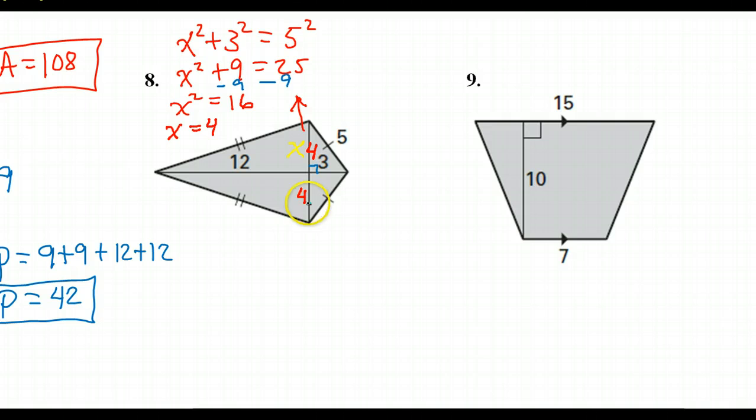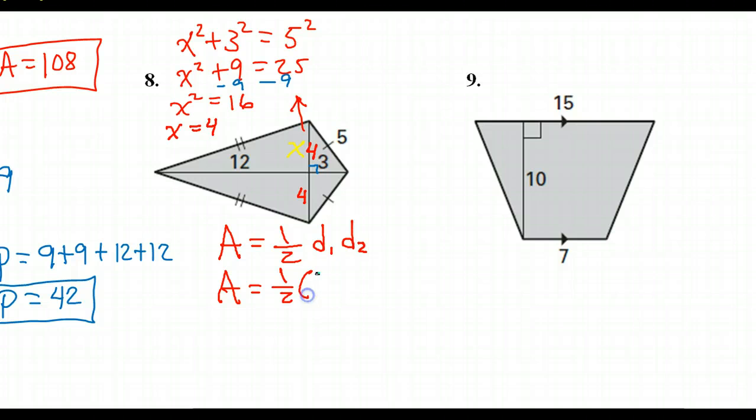Alright, so far so good. Now I have enough information to find the area. So remember, for a kite, the area is 1/2 diagonal times diagonal. Thanks to the Pythagorean theorem, I now have both diagonals. So the area is going to be 1/2. So this one diagonal is 15, 12 plus 3. And then, of course, the other diagonal is 8. So the area is 60.